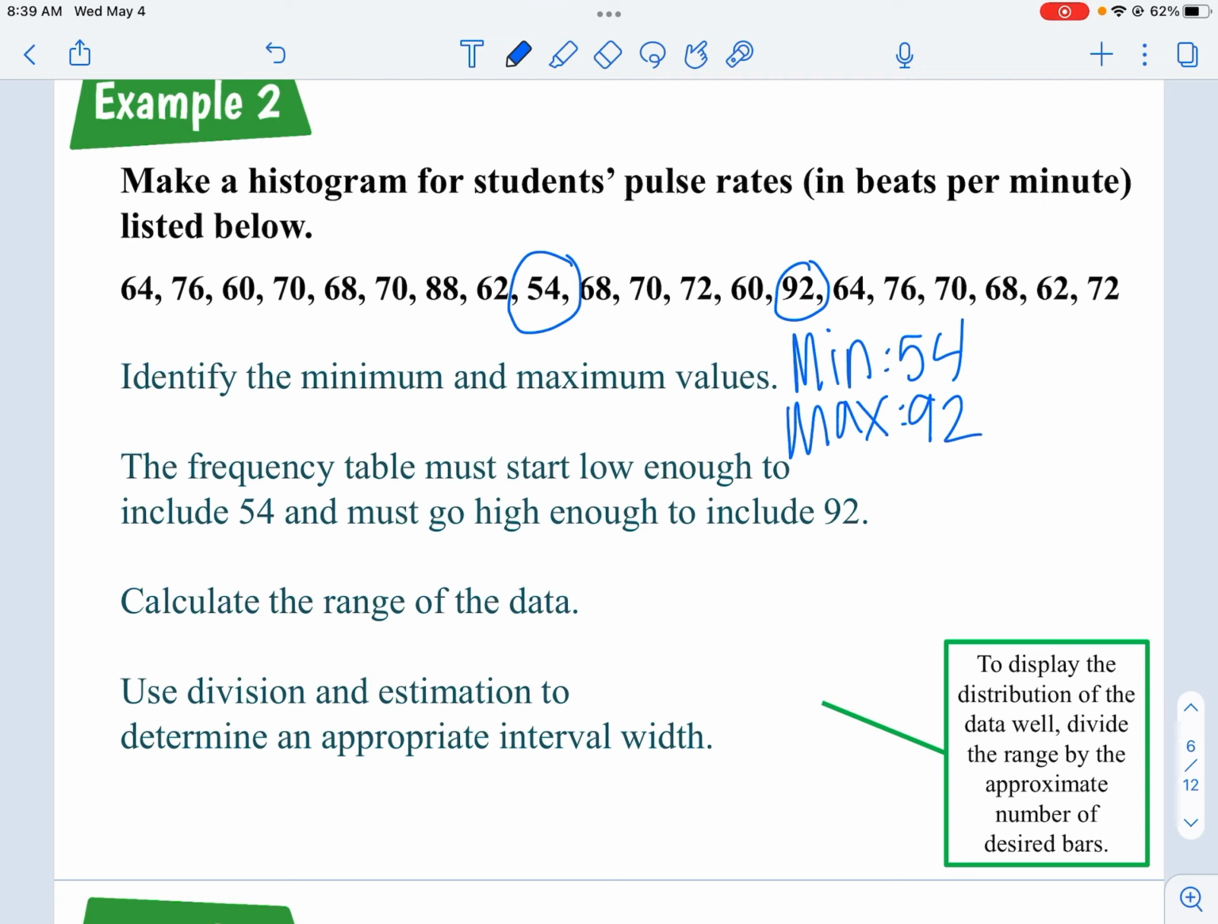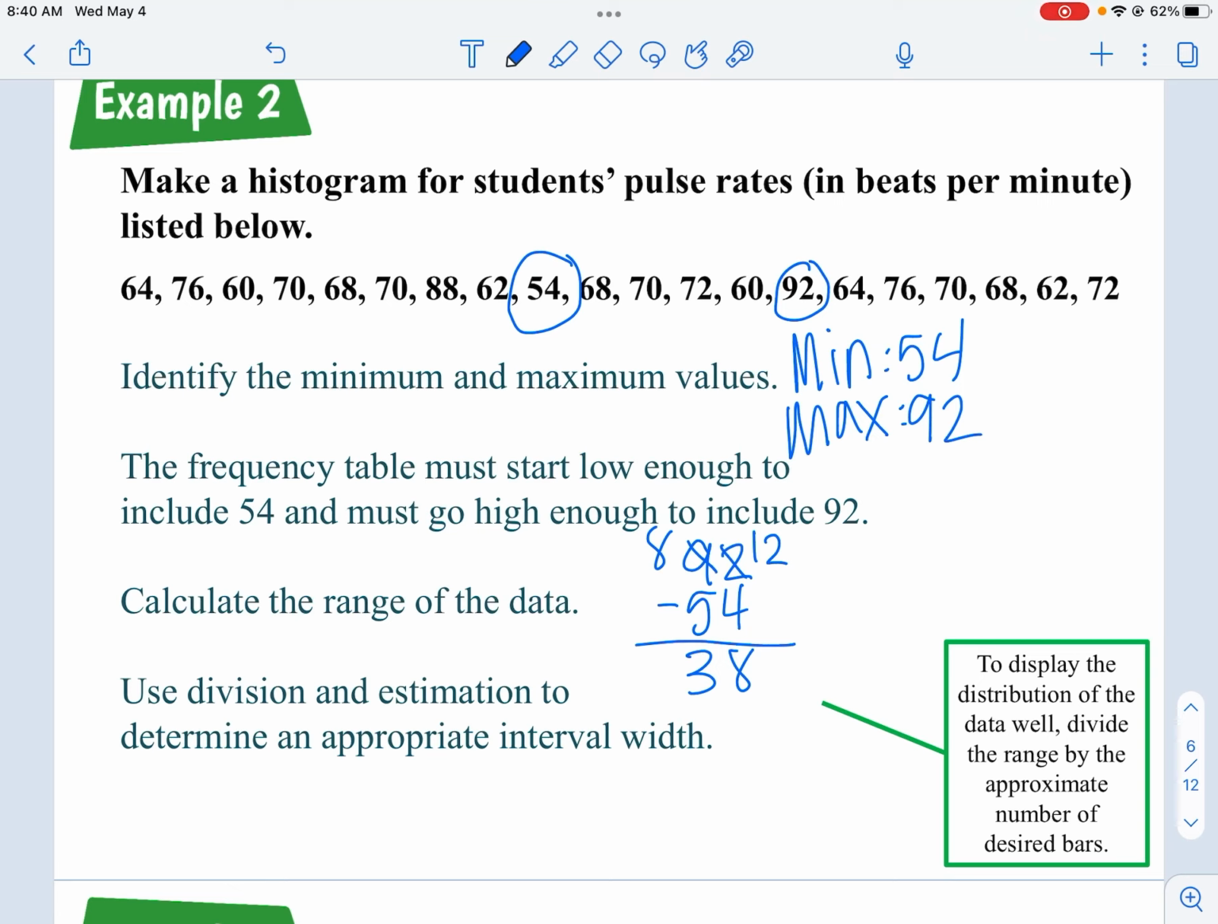Then it says the frequency table must start low enough to include 54 and must go high enough to include 92. So next, we're going to calculate the range. So we need to do 92 minus 54. Remember, your range is your greatest minus your smallest. And I get 38.